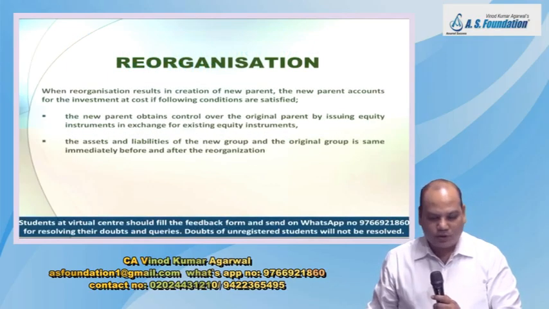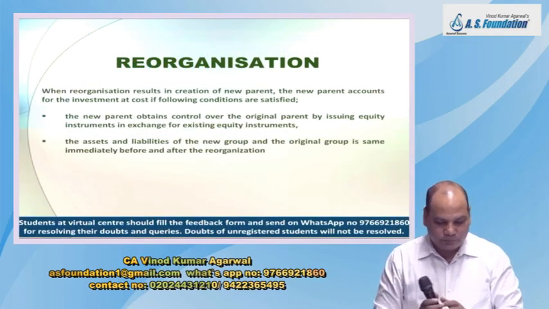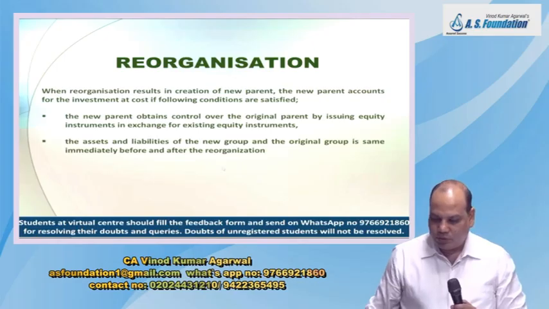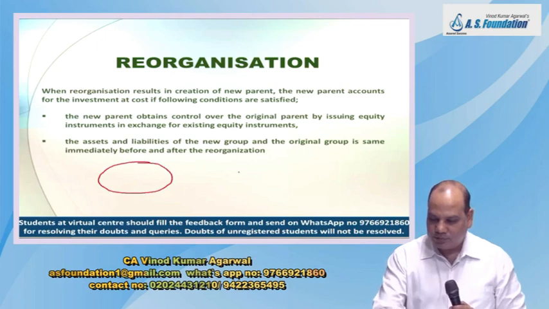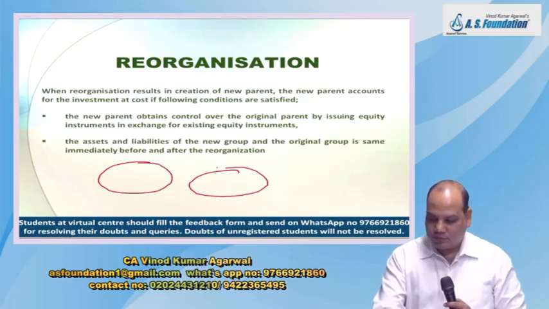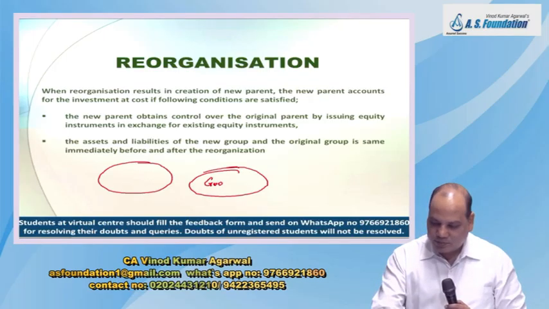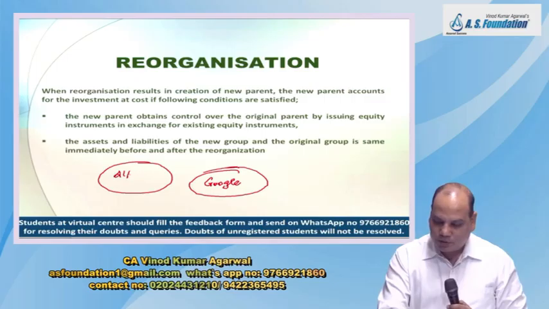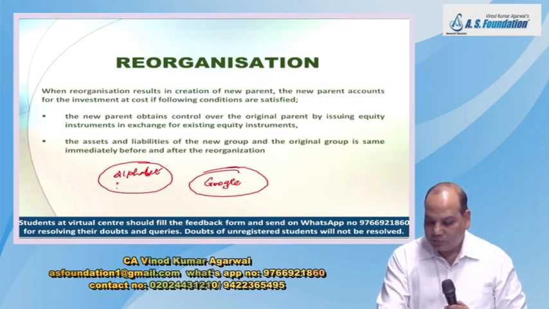So now we'll come to reorganization. Paragraph 9. This standard deals with a very unique situation when a new parent is created from the old parent. How? We'll see. This is a company called Google. They formed a new company called Alphabet, and this Alphabet has become the parent of Google.